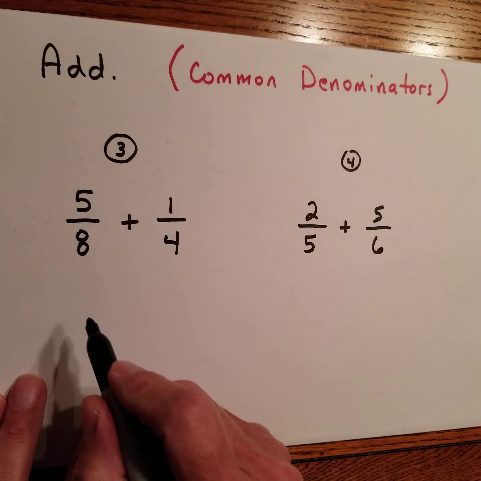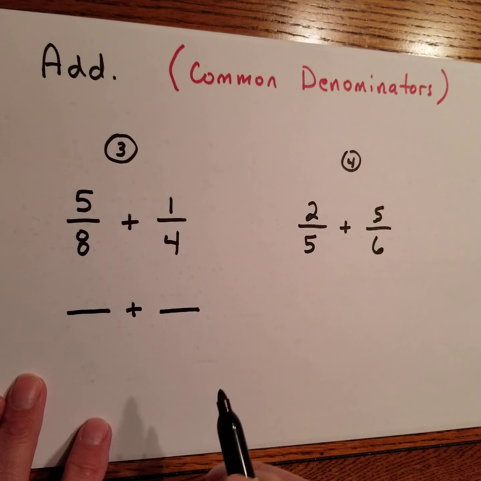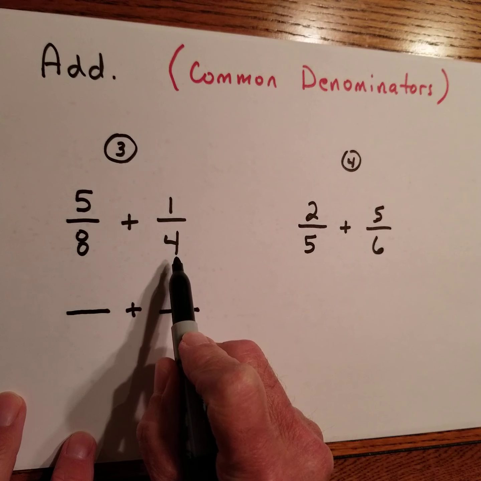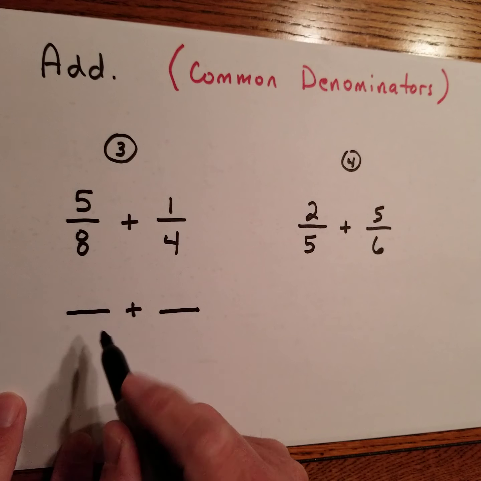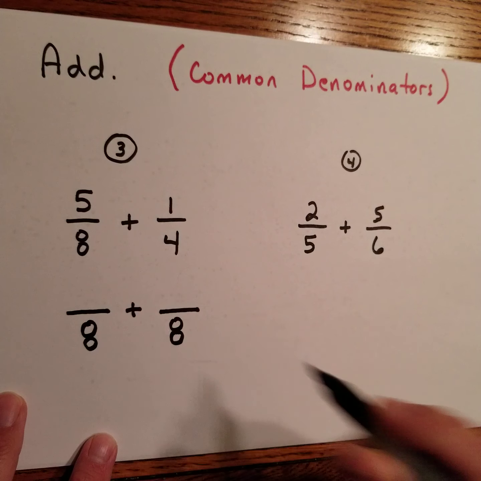When we add fractions, we need common denominators. On number 3, I notice that the small denominator divides evenly into the big denominator. That makes the big denominator a good common denominator.